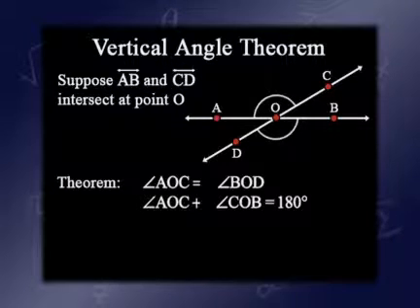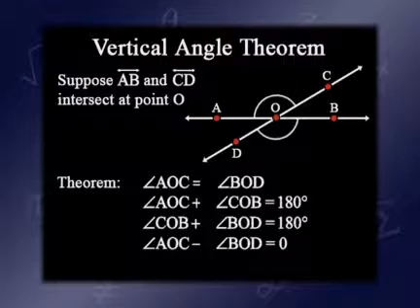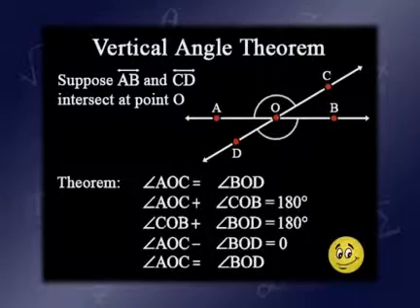Similarly, if we look at the line COD, then we see that COB plus BOD, since they form a straight line, are also summing to 180 degrees. Okay, now I have 2 algebraic statements. I can now subtract those algebraic equalities to get angle AOC minus angle BOD equals 180 minus 180, which is 0. In other words, angle AOC equals angle BOD. So those angles have the same measurement.